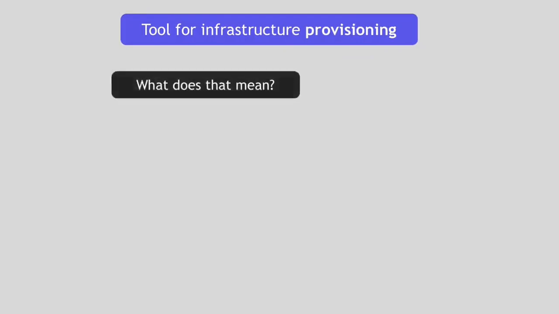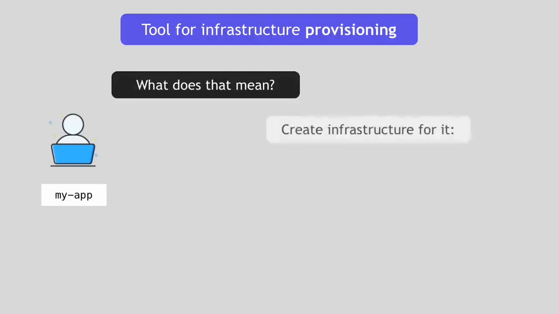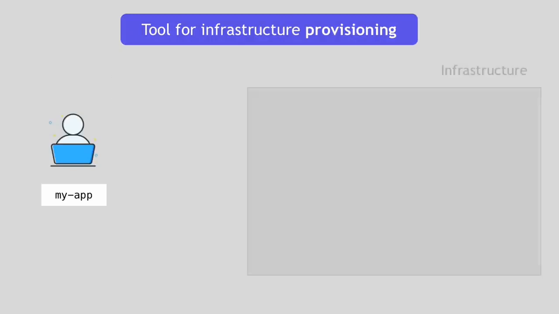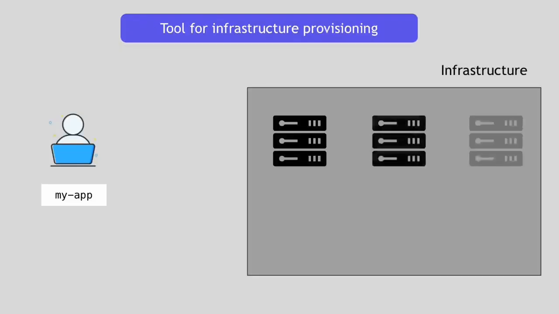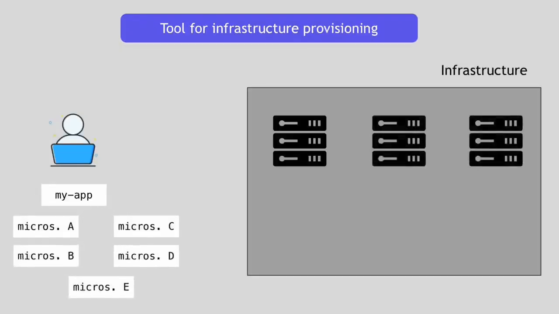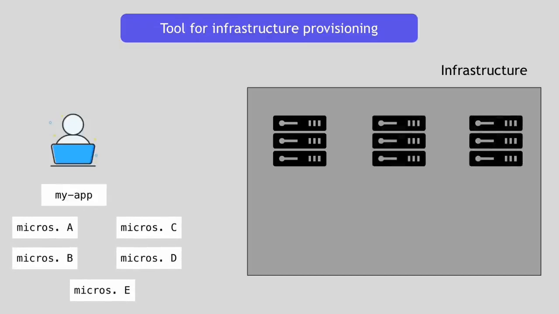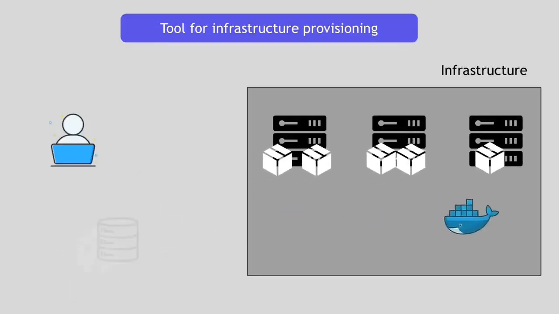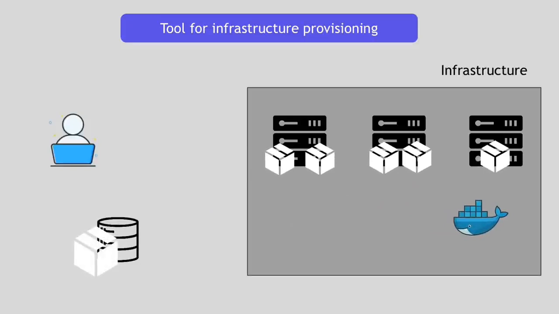Infrastructure provisioning. So what does that mean exactly? Let's say you just started a project where you create some application and you want to set up an infrastructure from scratch where this application will run. How does your infrastructure look like? Let's say you want to spin up several servers where you will deploy your 5 microservice applications that make up your application as Docker containers, and also you're gonna deploy a database container.